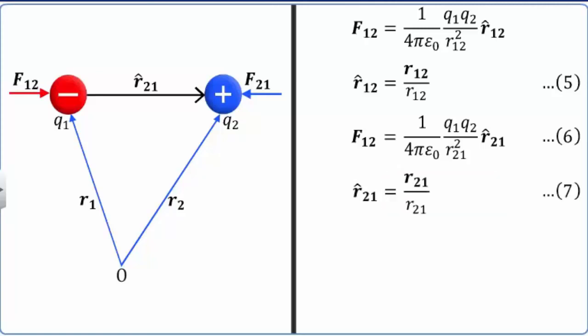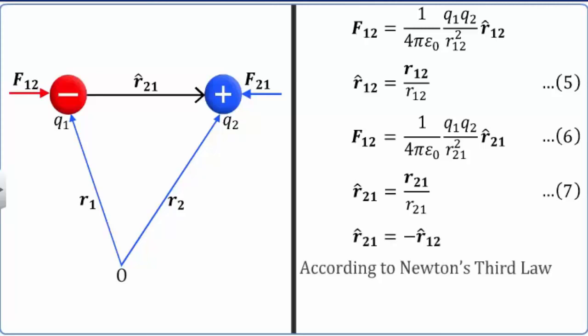According to Newton's third law, Q2 experiences an equal and opposite electrostatic force to the one experienced by Q1. Therefore, we can write F21 is equal to minus F12.